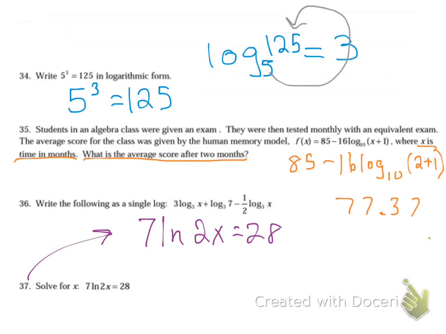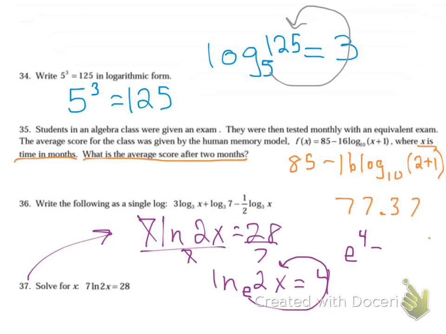This is 37. So I need to get the natural log alone, so I'm going to divide by 7. I get the natural log of 2x equals 4. Now that the natural log is alone, I can write it in exponential form. So remember, natural log has a base e. And this is simply talking about swirling, like I showed you in class. Let's swirl. Okay, so I get e to the 4th power equals 2x.